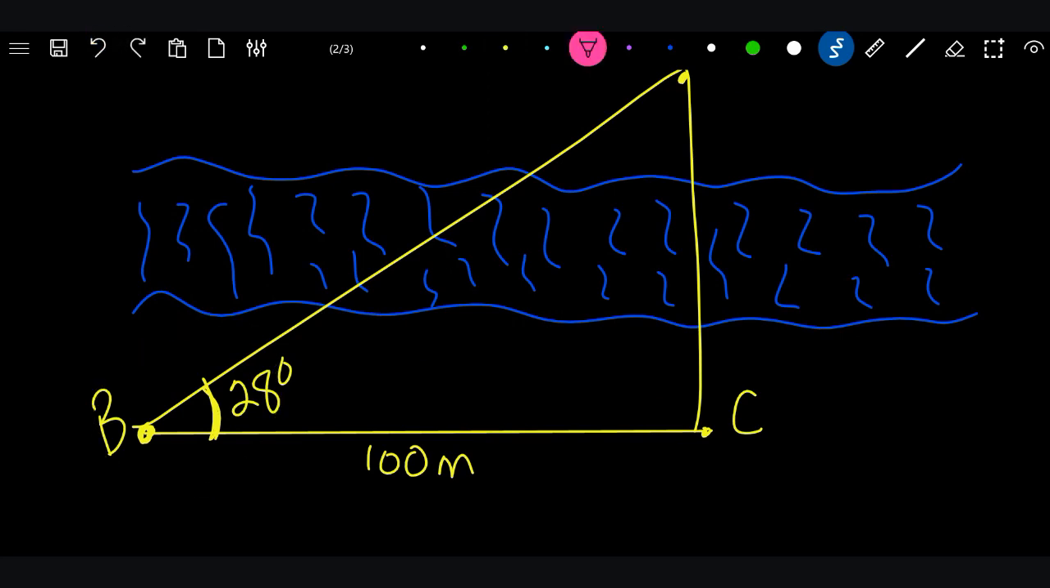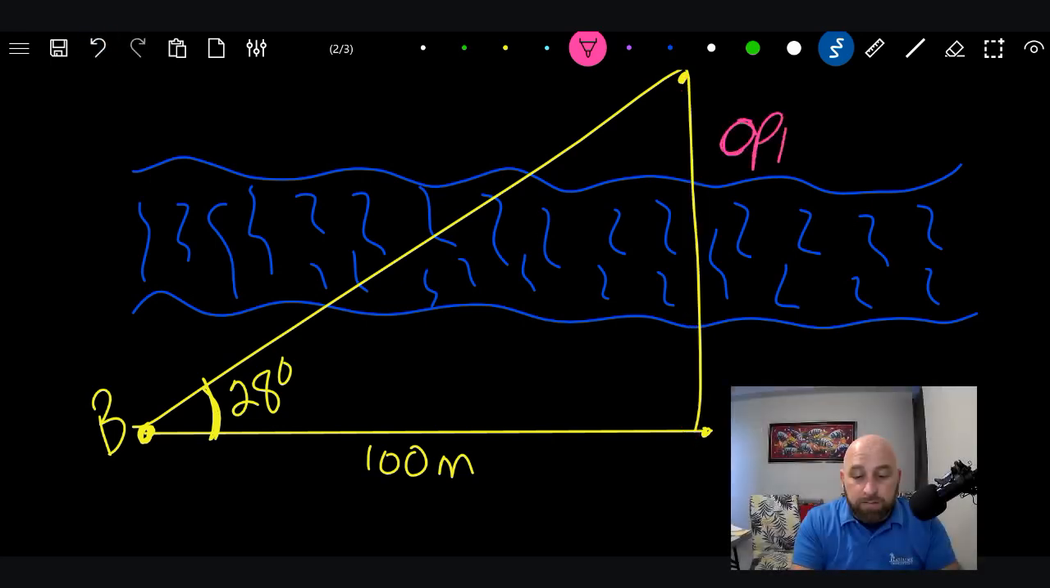Let me change the color here so you can see a little bit better. B is going to be our reference angle. So what are we looking for? Well, we're trying to find, this is the opposite. Okay, what do we have right here?